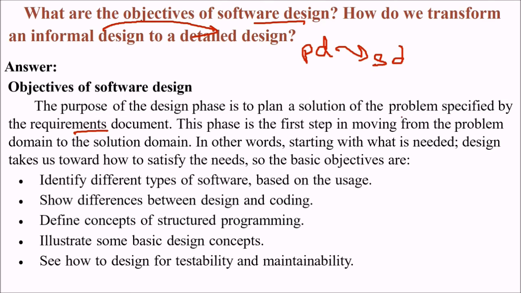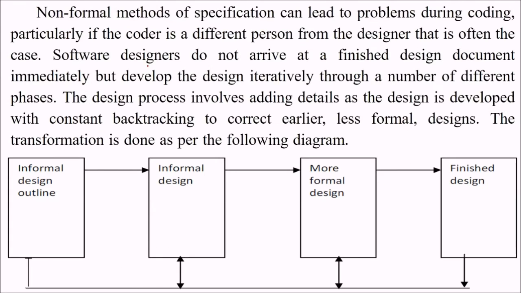This phase is the first step in moving from the problem domain to the solution domain. In different words, starting with what is needed, design takes us towards how to satisfy it. It tells us how. In the problem domain, what was there; in requirement specification, what; and design says how we are going to do it. So there are basic objectives which are like this: identifying different types of software based on usage, showing the difference between design and coding, defining concepts of structured programming, illustrating some basic design concepts, and seeing how to design for testability and maintainability.